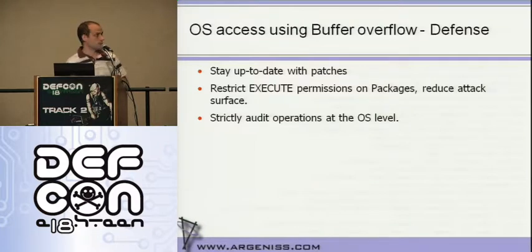Well, to defend from these buffer overflow attacks, Oracle fixes the ones that researchers report to them, or the ones that they found internally, with critical patch updates. So we can apply CPUs to be protected from known buffer overflow vulnerabilities. Also, it's important to reduce the attack surface, so we should restrict the execute permissions on packages, because there are a lot of packages with buffer overflow vulnerabilities.